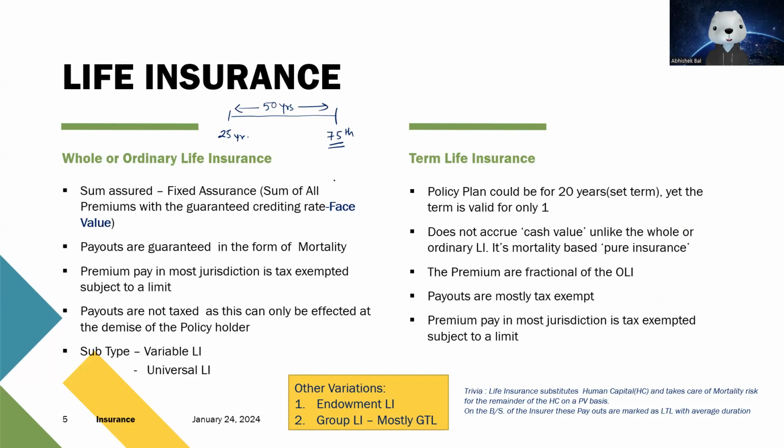The whole or ordinary life insurance policy entails that this person is going to pay regular premiums up until his death. And upon his death, his nominee, that is his family, is going to get the money out of that insurance. That money is called the claim. Sometimes it is called the sum assured, or sometimes the face value. They are known by different nomenclature: cash value, or simply speaking, your lump sum redemption.